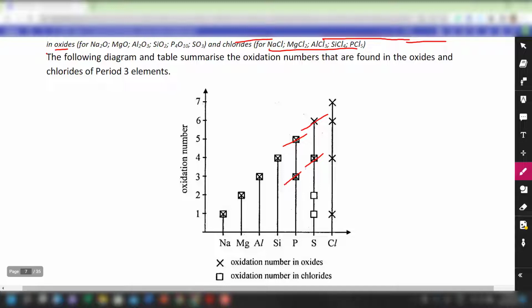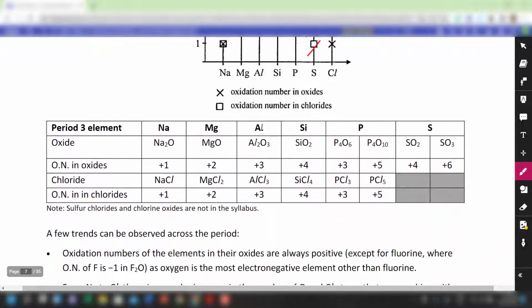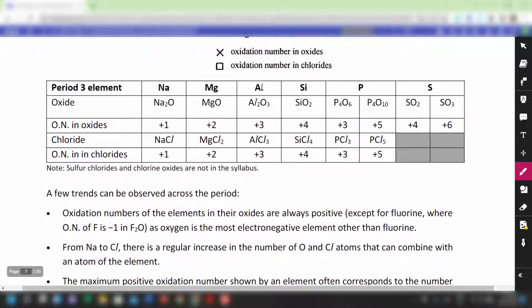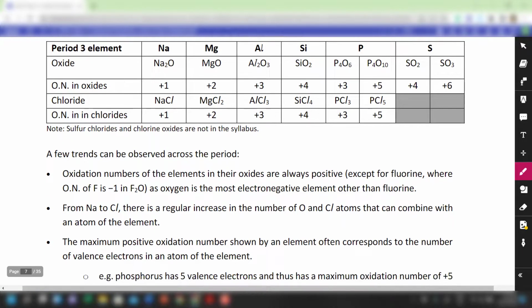Oxidation number in chlorides. Okay, so it's possible for sulfur to exist as +1, +2, +4, and sometimes even +6, but that might be quite rare. Okay, for phosphorus, +3 and +5. Yeah, so I think they are summarized in this particular table, but again, the focus will be on the oxides and chlorides with the highest oxidation states.